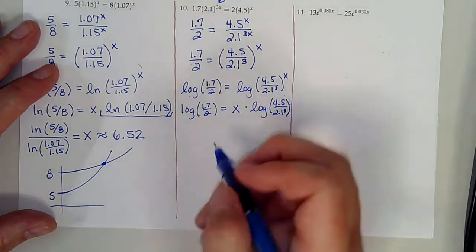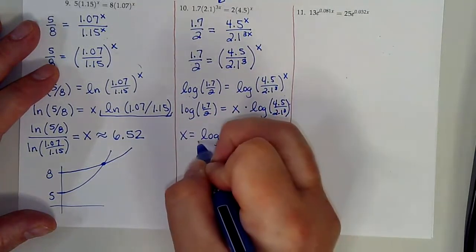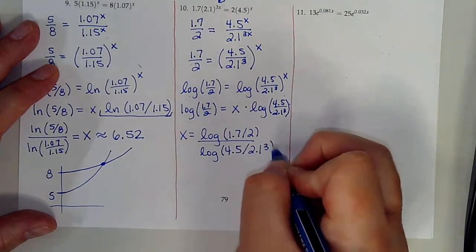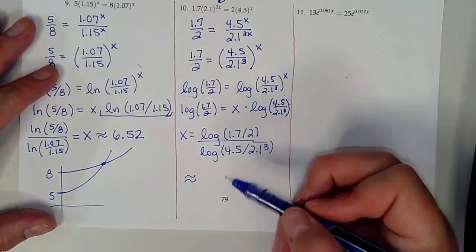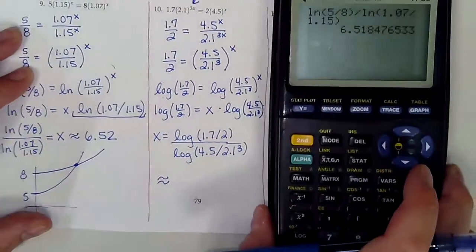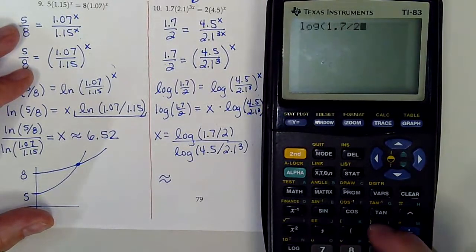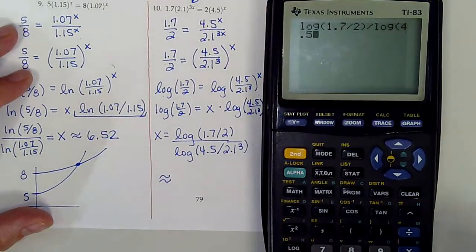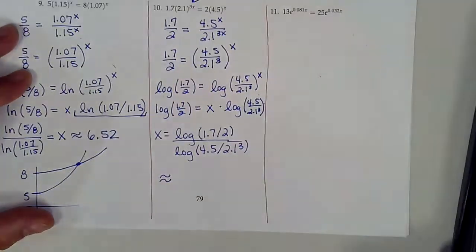And so I'll divide this back over to the other side. That gives me x is log of 1.7 over 2 divided by log of 4.5 over 2.1 cubed. We'll go ahead and put that in the calculator. So this is your exact answer here. What we get from the calculator will be our approximate answer. So I have log of (1.7 divided by 2), all in parentheses, divided by log of (4.5 divided by 2.1 cubed), all in parentheses. So that gives me about 0.225.